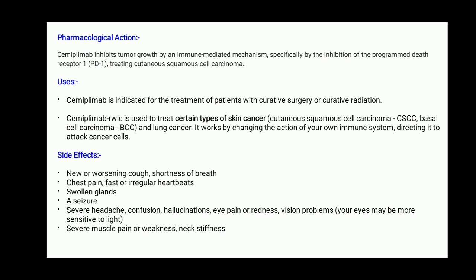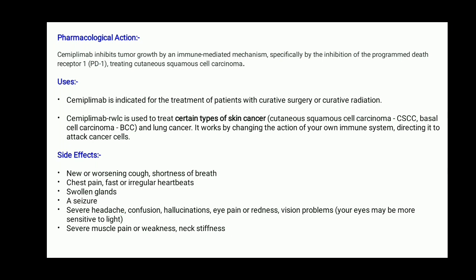Pharmacological action of cemiplimab. Cemiplimab inhibits tumor growth by an immune-mediated mechanism, especially by the inhibition of programmed death receptor 1, that is PD-1, treating cutaneous squamous cell carcinoma. Uses. Cemiplimab is indicated for the treatment of patients not candidates for curative surgery or curative radiation. Cemiplimab-rwlc is used to treat certain types of skin cancer and lung cancer. It works by changing the action of our own immune system, directing it to attack cancer cells.